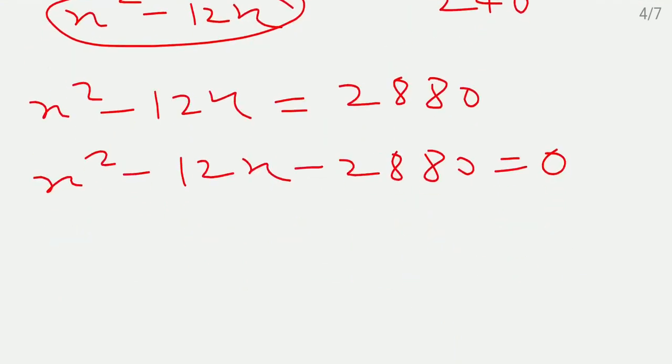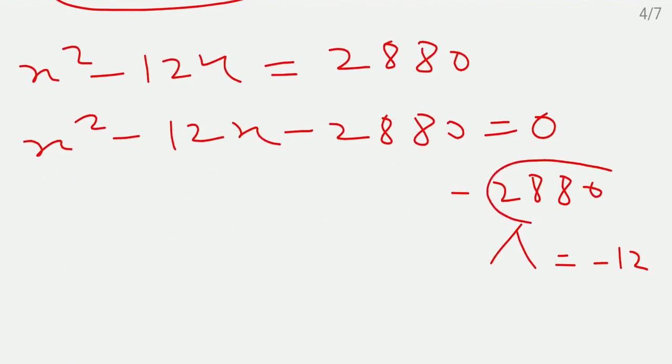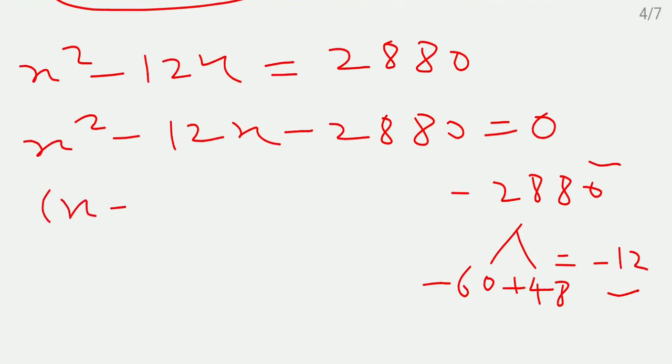Now see, the product is supposed to be minus 2880 and the sum is supposed to be minus 12. Two numbers, what I said. Once again, I will write down the prime factors of this one and then I will get two numbers. As I do so, I get two numbers as minus 60 plus 48. So the sum is minus 12 and the product is this one, right? So my factors will be what? X minus 60 and another one is x plus 48, which is equal to 0.